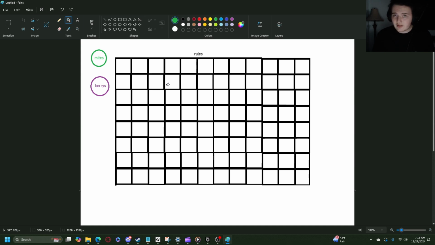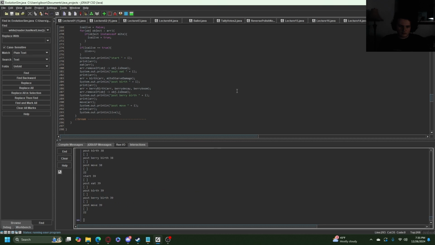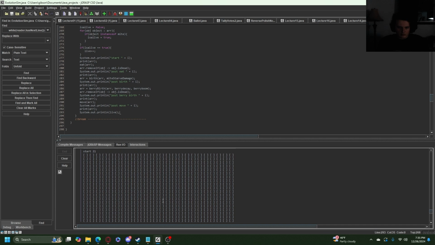But what this also means is that when you have a program like this, every iteration will be different. You could run the same program 5 different times and get completely different results. Now, some results that I got were kind of disturbing. There was one result that I got in the last part of the coding that I was doing, where the mites had essentially eaten all the berries.